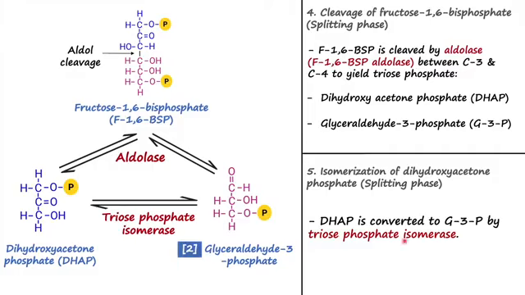And by doing that, we also end up having 2 molecules of glyceraldehyde 3-phosphate at the end of the splitting phase. So remember that from one glucose molecule, now we have 2 molecules of glyceraldehyde 3-phosphate, which is now ready to enter into the third phase of glycolysis.